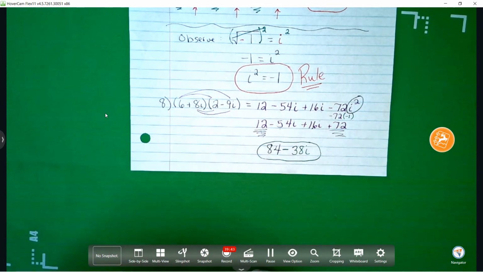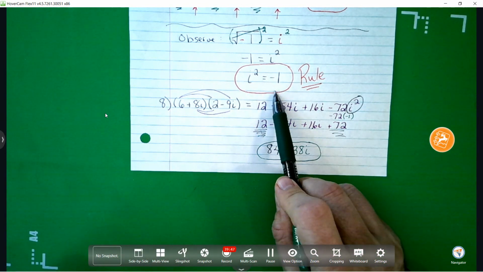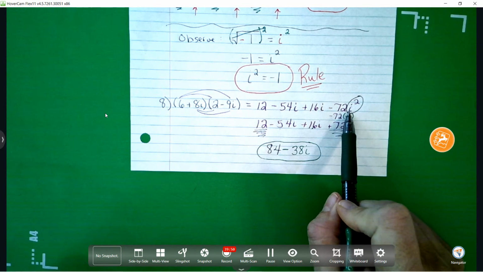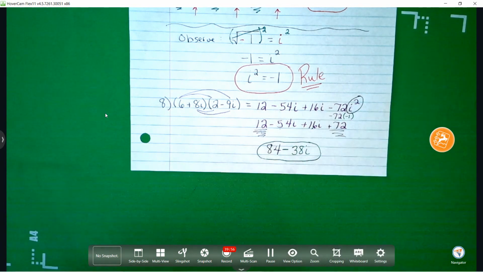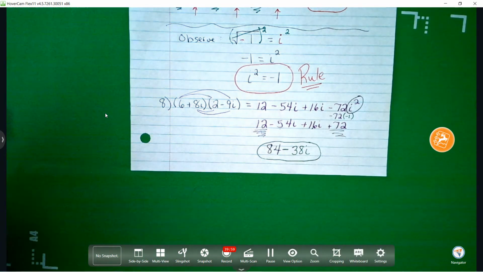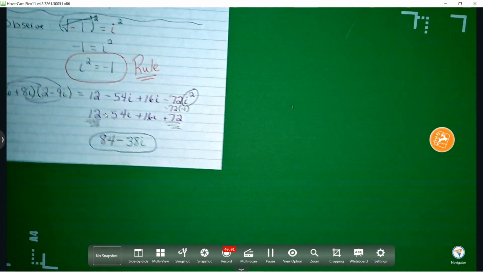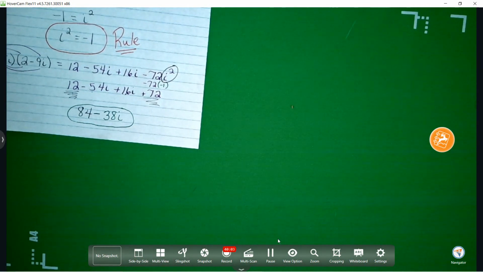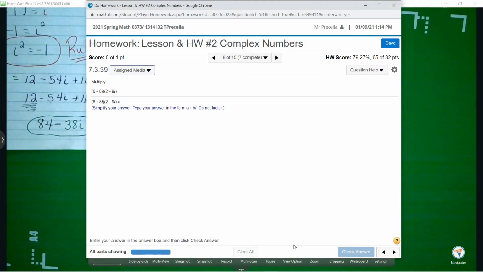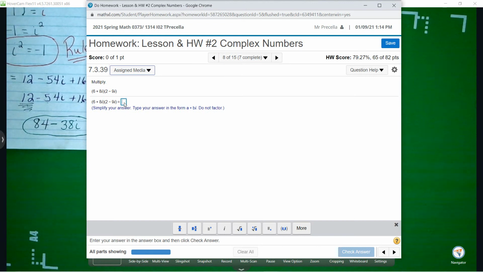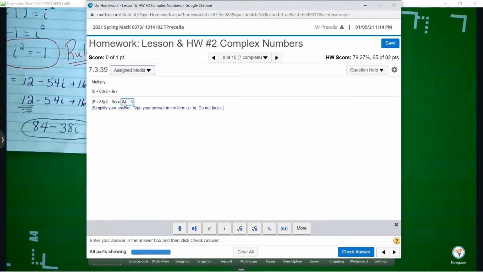So to multiply complex numbers, you just FOIL or multiply binomials. That's what you would have called it in a previous algebra class. The new stuff is when you get the i squared, you need to replace it with the negative 1, which is going to do what? Just change the sign in front of that number. So 84 minus 38i.